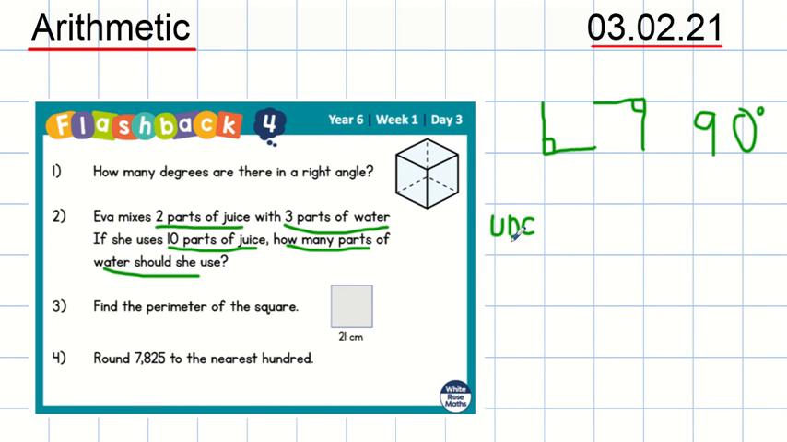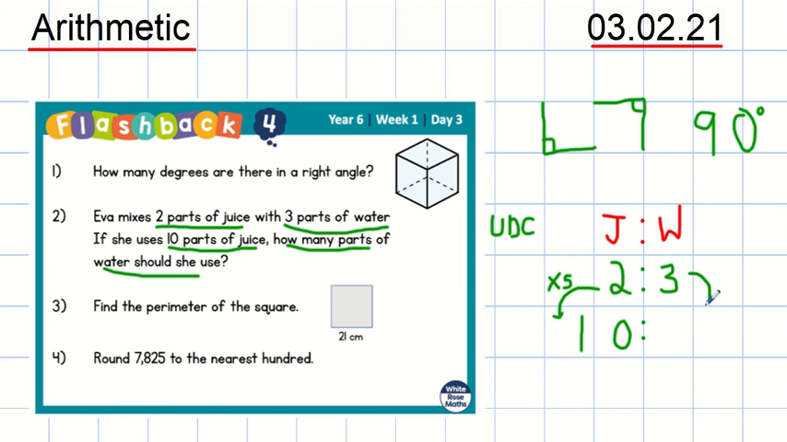Okay, well let's have a think then. I'm going to draw now the ratios to help me. And I'm going to label this side as juice and this side as water. So the juice, we have 2 parts juice to 3 parts of water. Now, if Eva uses 10 parts of juice, how many more parts has she made or used? How much has this increased by? You're right, it's 5 times bigger. 2 times 5 is 10.